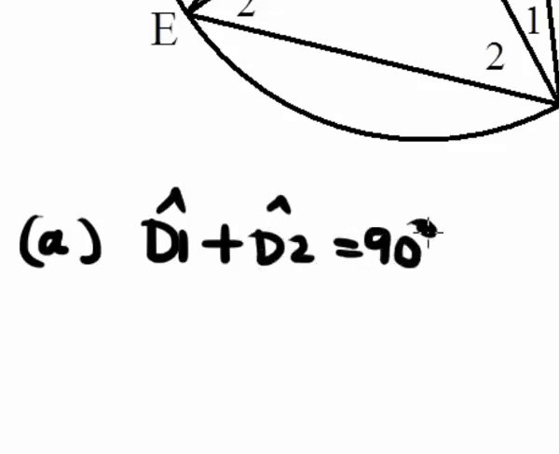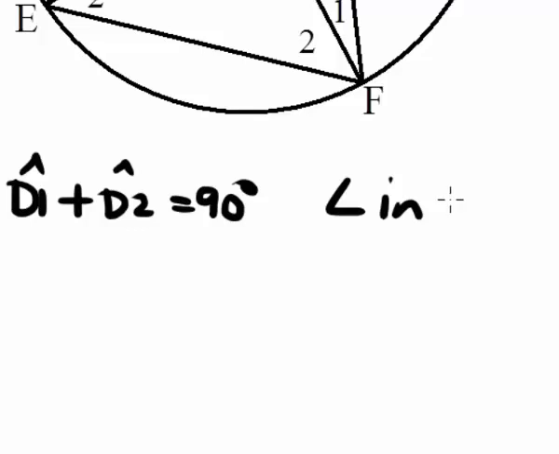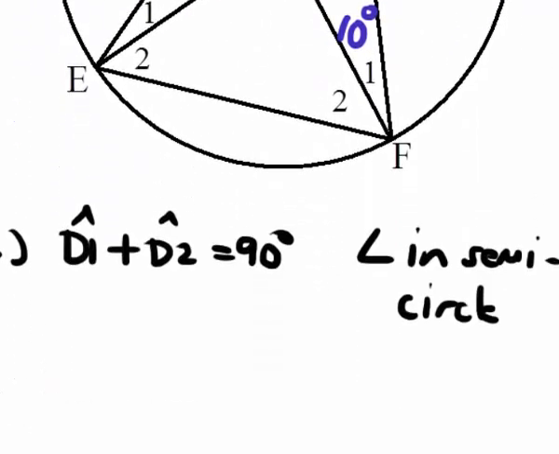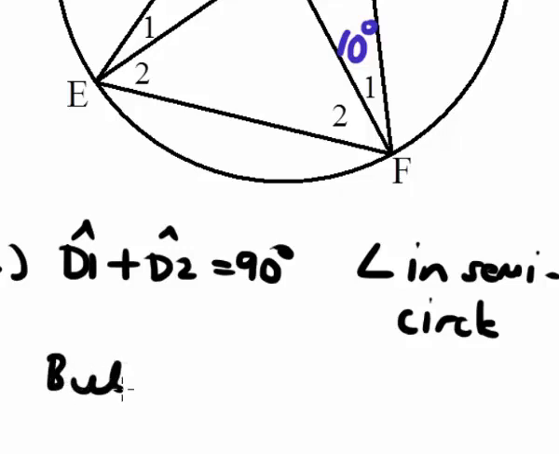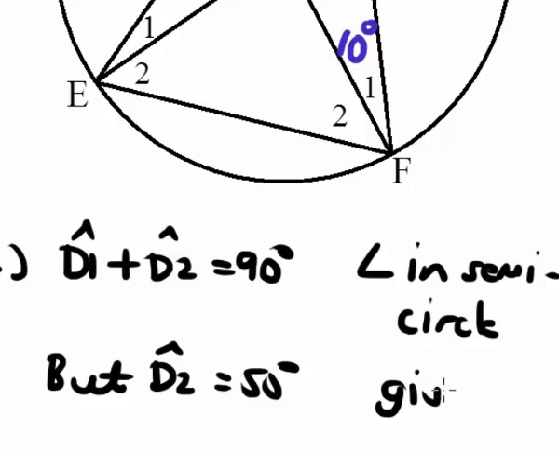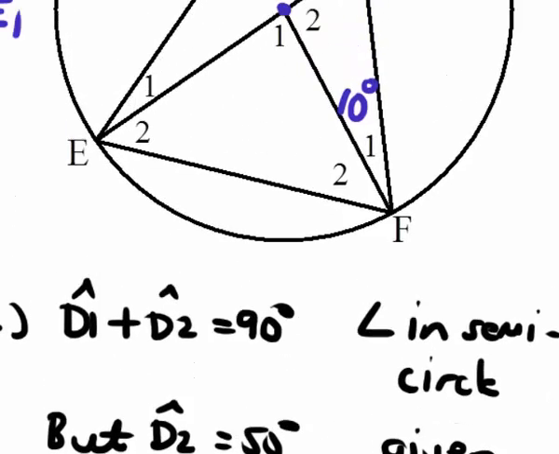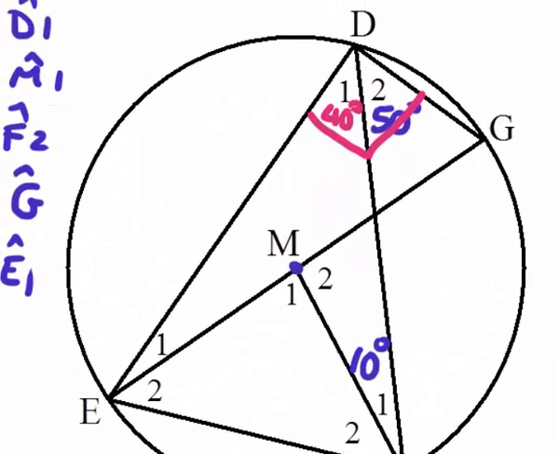We can say, look, D1 plus D2 is in fact 90 degrees. Angle in the half circle or semicircle. But what do we know about D2? D2 is 50, that's given. So what must D1 be? D1 must then logically be 40 degrees. So let's mark it in there. We've got it there, and that's great.